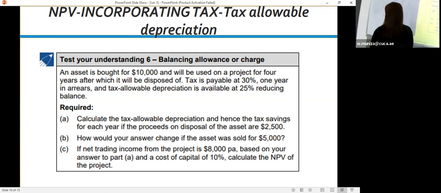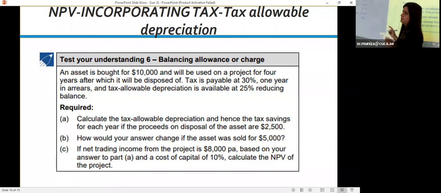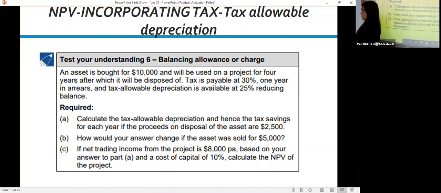Okay, now tax allowable depreciation. Yes, Arthur, first we are going to discuss it then. Clear up till here? Okay. Now we are going to calculate the tax allowable depreciation.